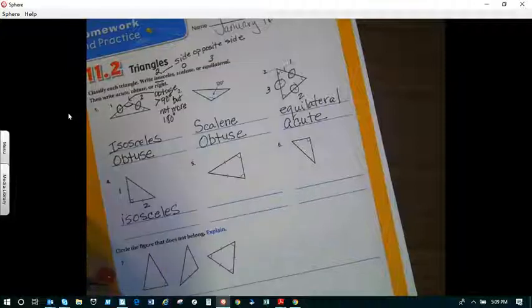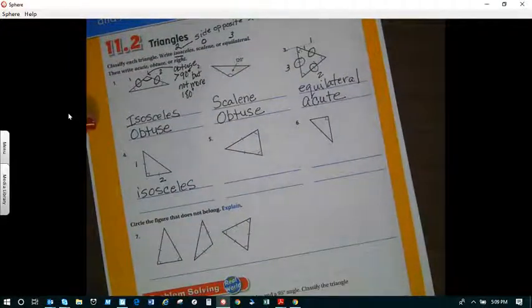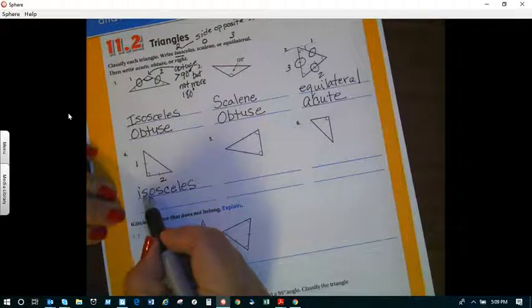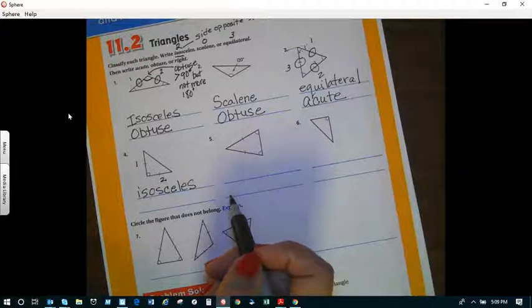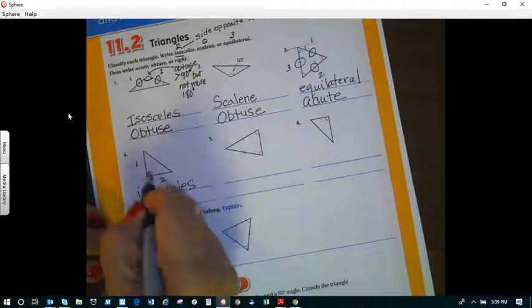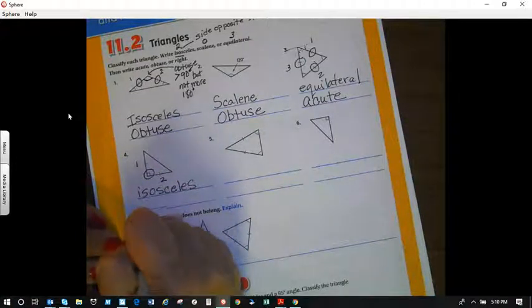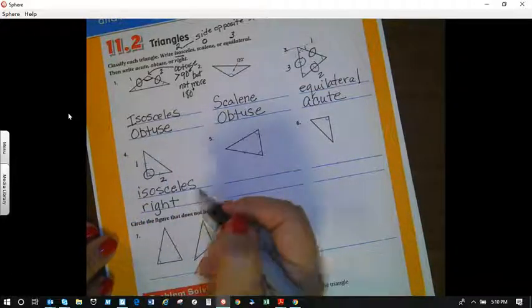You will see this. I'm telling you right now, you're going to see this on the benchmark in 2 weeks. You're also going to see this on the STAR test in April. So you will have to classify figures. Please remember and know that an isosceles is a side opposite side. It has 2 line segments that are equal to each other. I'm looking at this one right here. This is a right angle. So this is an isosceles right angle.